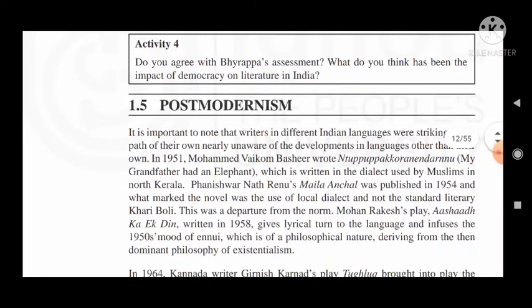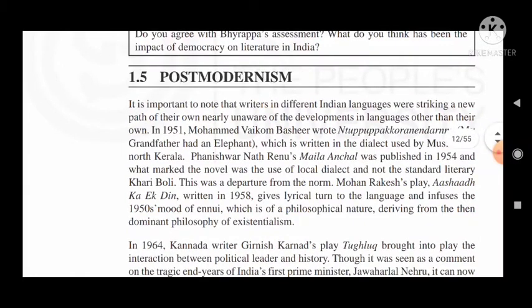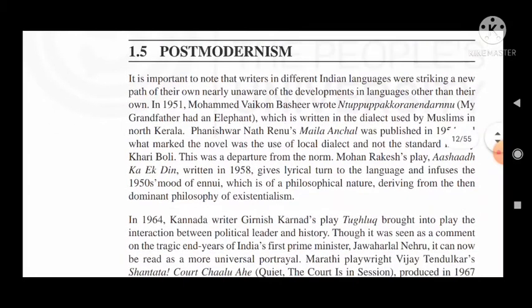Here it is activity 4, which you can collect from many journals, insights or books, and you can write down in your own words. Then come to 1.5 Postmodernism. It is important to note that writers in different Indian languages were striking a new path of their own, nearly unaware of the developments in languages other than their own.